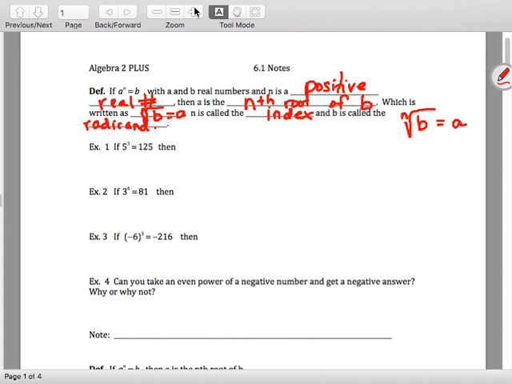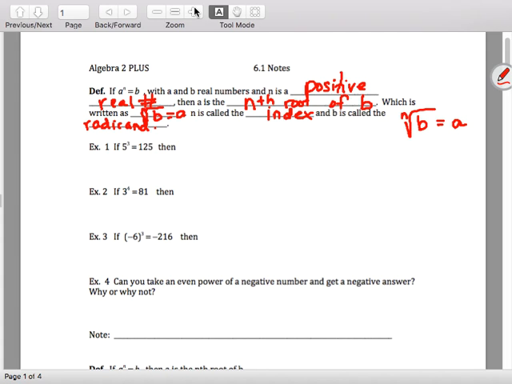Okay, so if a to the n equals b, and n is a positive whole number, so 1, 2, 3, 4, and so on, then a is called the nth root of b. So if there's no number, it's a square root. So let's just do a few to get the hang of this.